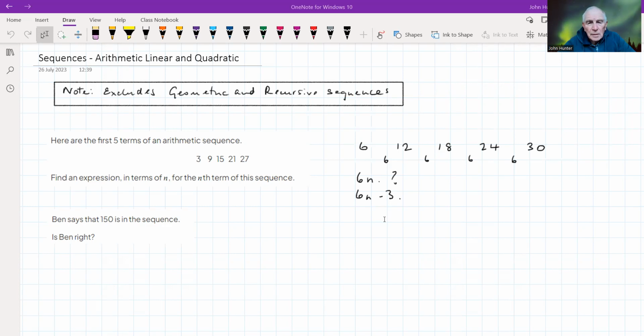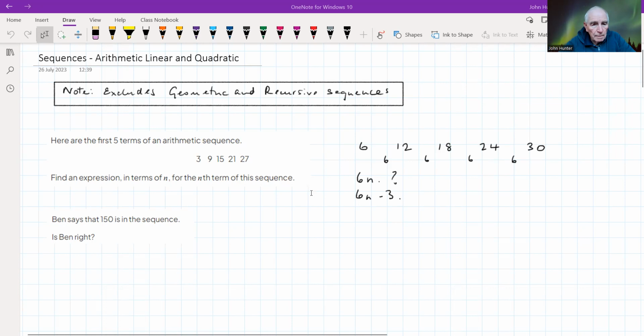IGCSE. Specifications tend to have quadratic, and both of those are in A level, so it could be applied to A level, although you might need a little bit more depth in terms of some of the problem solving that you will do for A level.